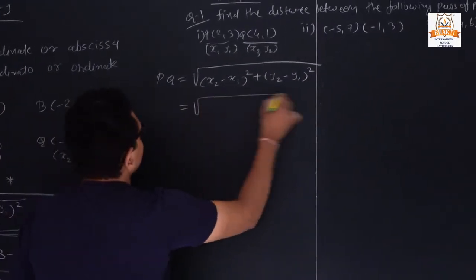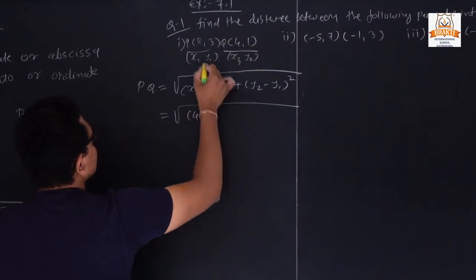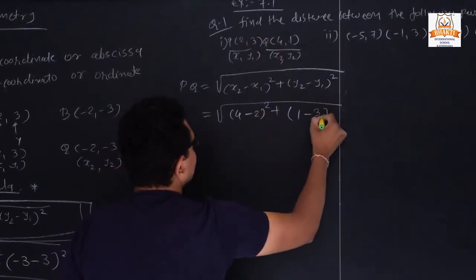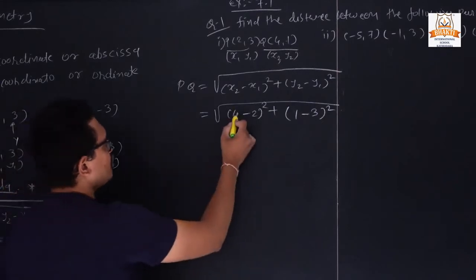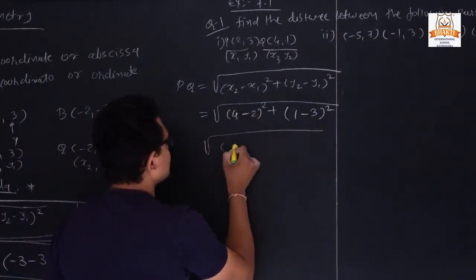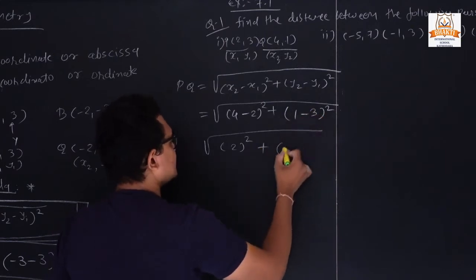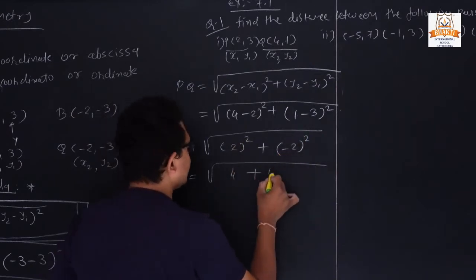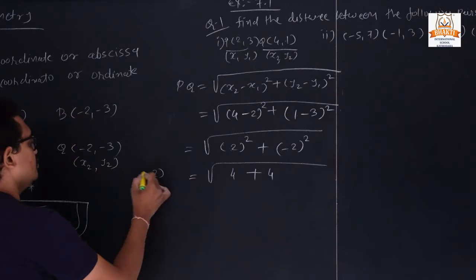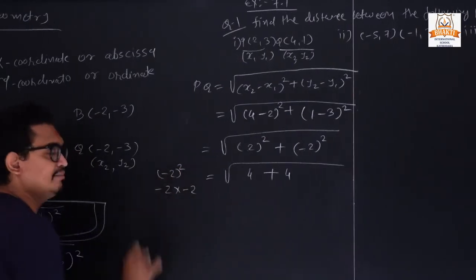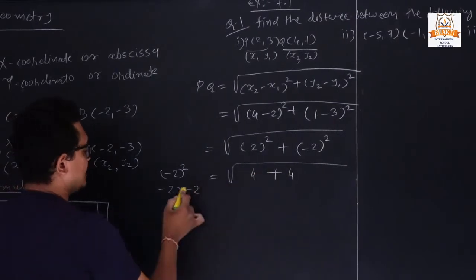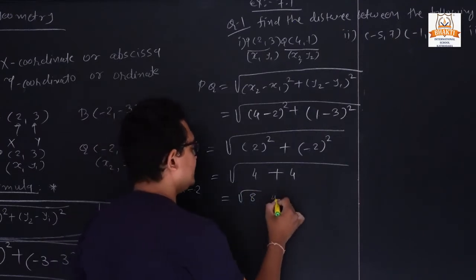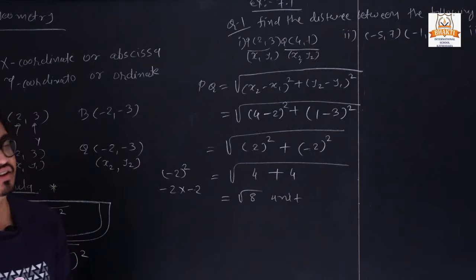So next, what is x2? It is 4. What is x1? It is 2. What is y2? 1, and y1 it is 3, all square. Now simplify, 4 minus 2, so it is 2 all square. 1 minus 3, so minus 2 all square. So 2 square is 4, and minus 2 square is once again 4, because minus 2 all square, 2 times 2 is 4, and minus minus become plus. So what is its answer? Root 8 unit. Clear? Root 8 unit.